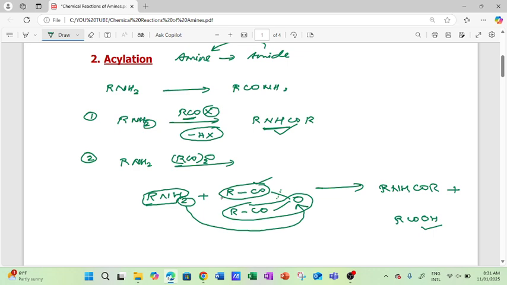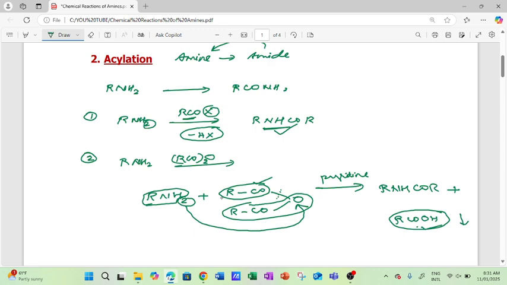So to eliminate the carboxylic acid, the reaction is carried out in pyridine, which is a base. We know that when a base reacts with an acid, there will be neutralization, so that the product concentration will be decreasing from the reaction vessel. So as per Le Chatelier's principle, the concentration decreases in the product vessel so that the speed of reaction increases.